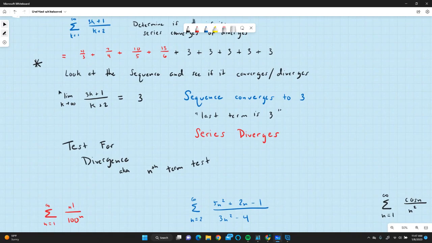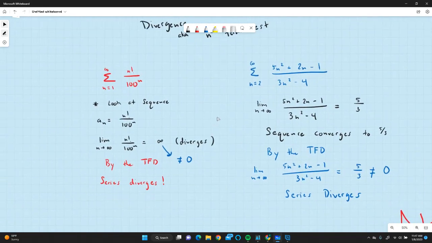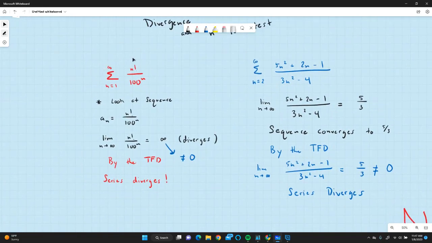It's where you look at what the sequence is doing, and based on what the sequence is doing, you have an idea of what the series is going to do. So then I went into 3 examples. Here's the first one. What does this series converge to or diverge?